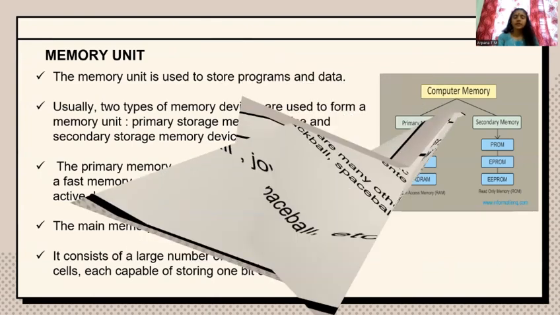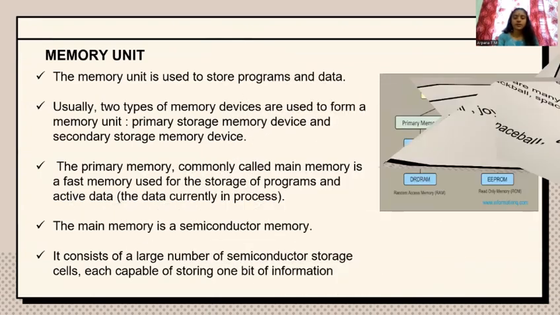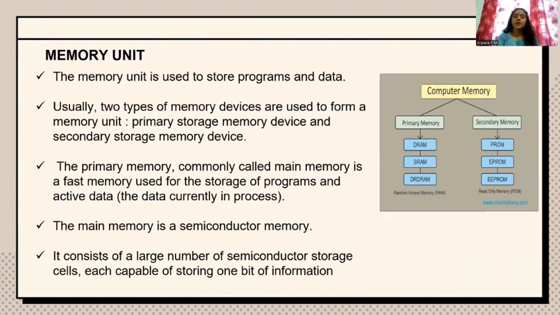Next is the memory unit. The memory unit is used to store the programs and also the data. We use two types of memory devices in order to form a memory unit. The first is the primary storage memory device. The second one is the secondary storage memory device.